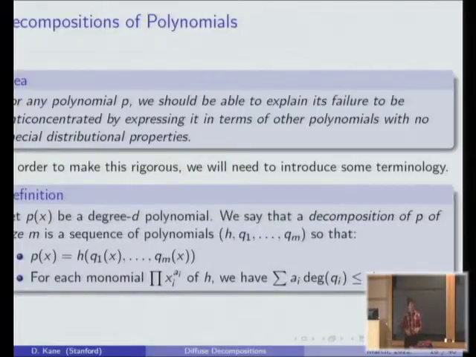The first thing is we say that if p of x is a degree d polynomial, we have a decomposition of p of size m if we have a sequence of polynomials, h and q1 through qm, such that p of x is equal to h of q1 of x, q2 of x, through qm of x. So we've written p of x as some polynomial in these other polynomials. And secondly, I'm going to assume some technical condition on the degrees of the polynomials, which basically says that we didn't write down really high degree polynomials and then have the high degree stuff all cancel out.